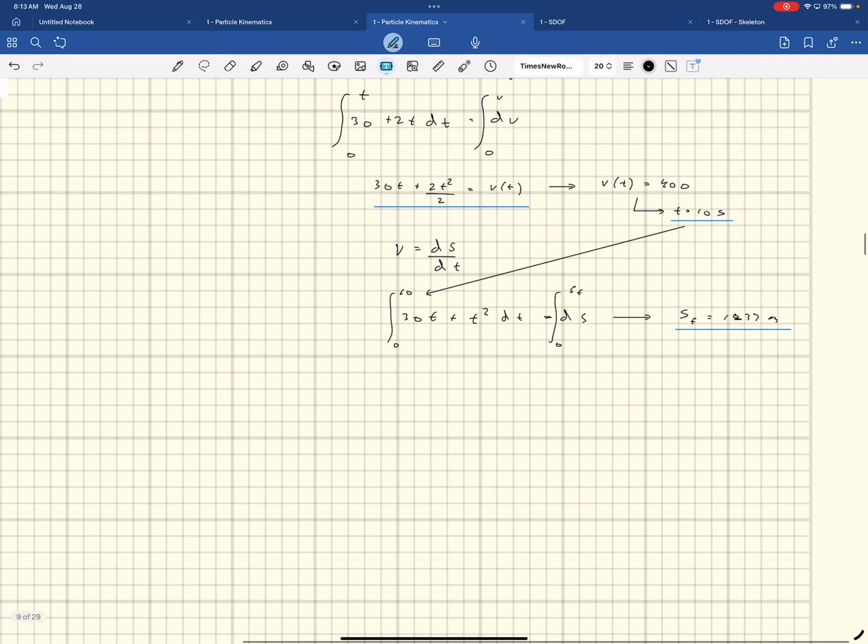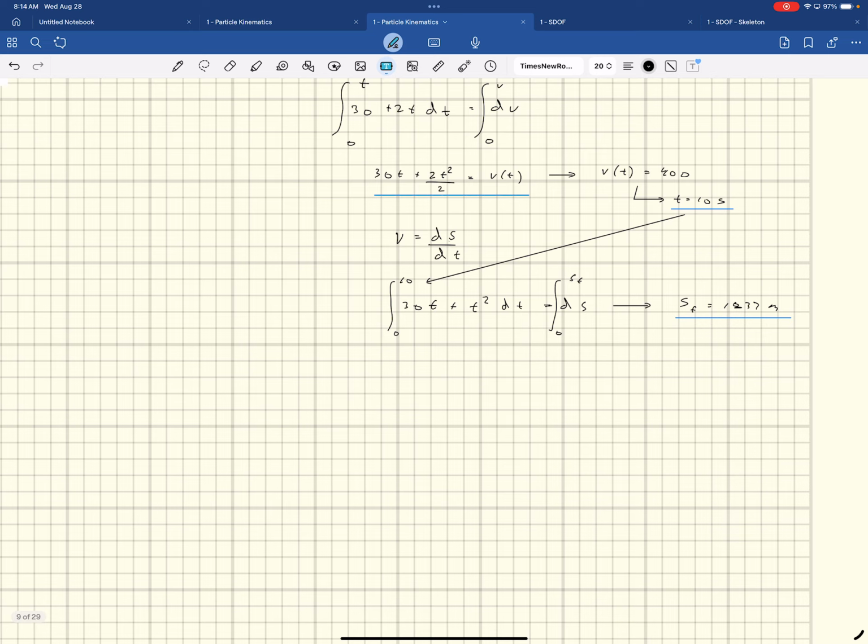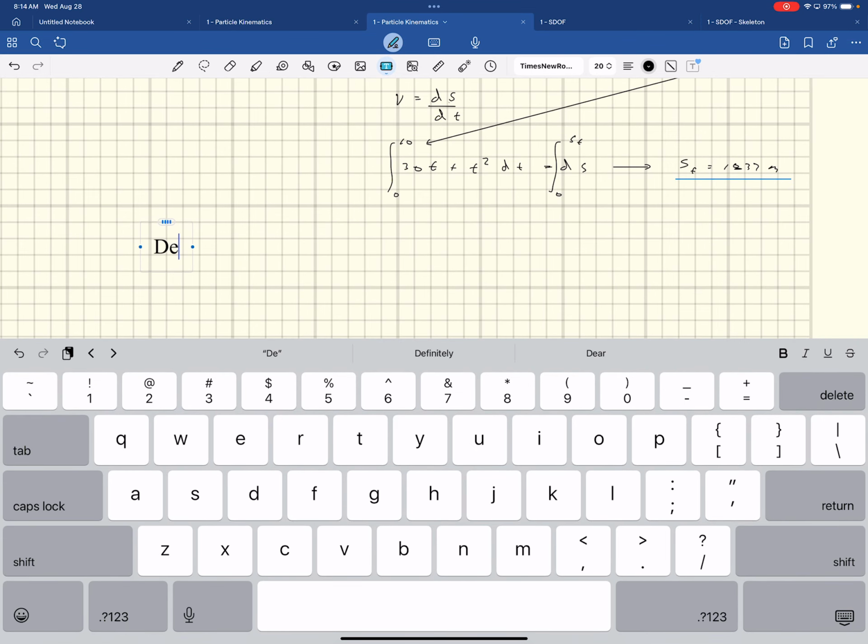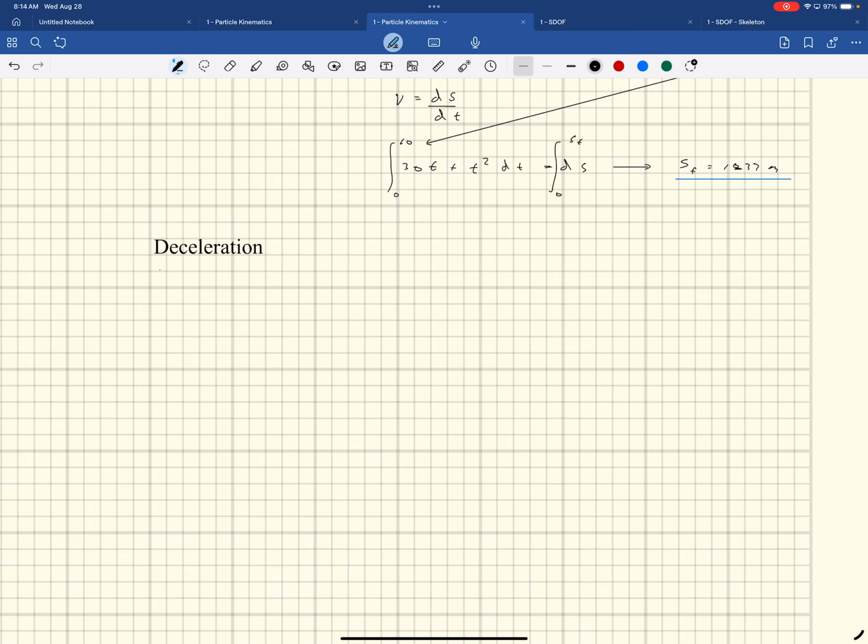All right, so now let's talk about the decel. The deceleration. So this now is an acceleration which is a function of velocity. Acceleration is a function of velocity.